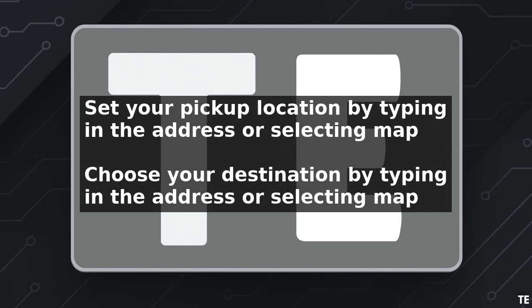Now, select the type of ride you want to book, such as UberX, Uberpool, or Uber Black. The app will show you the estimated fare and arrival time for each option. Once you have selected your ride, review the details of your trip, including the pickup location, destination, and estimated fare. If everything is correct, confirm your booking by tapping the request button.